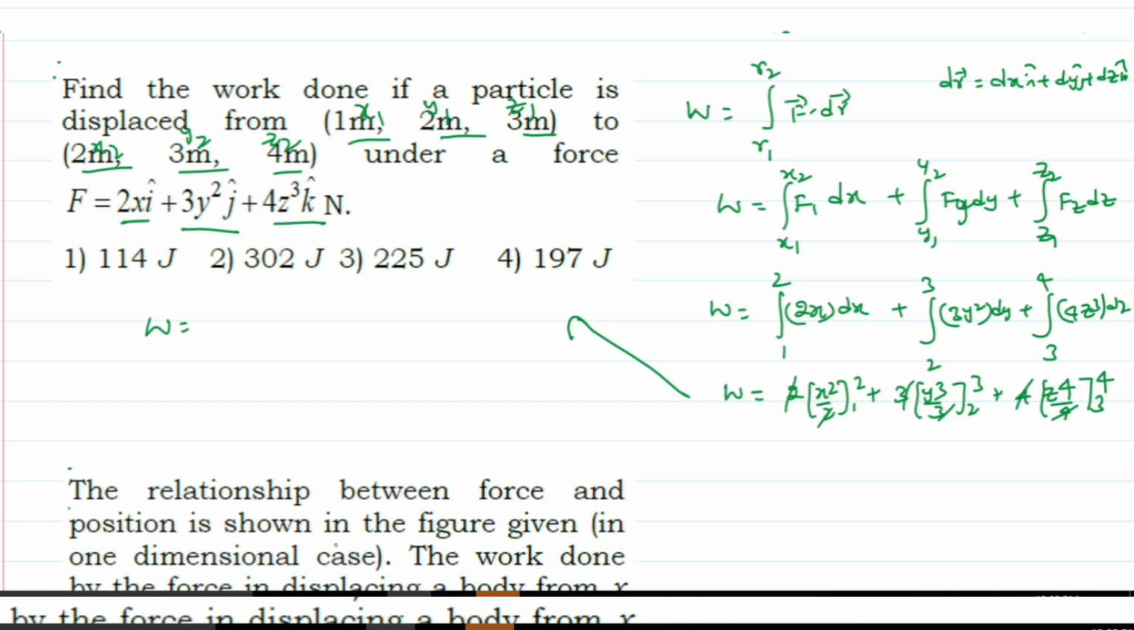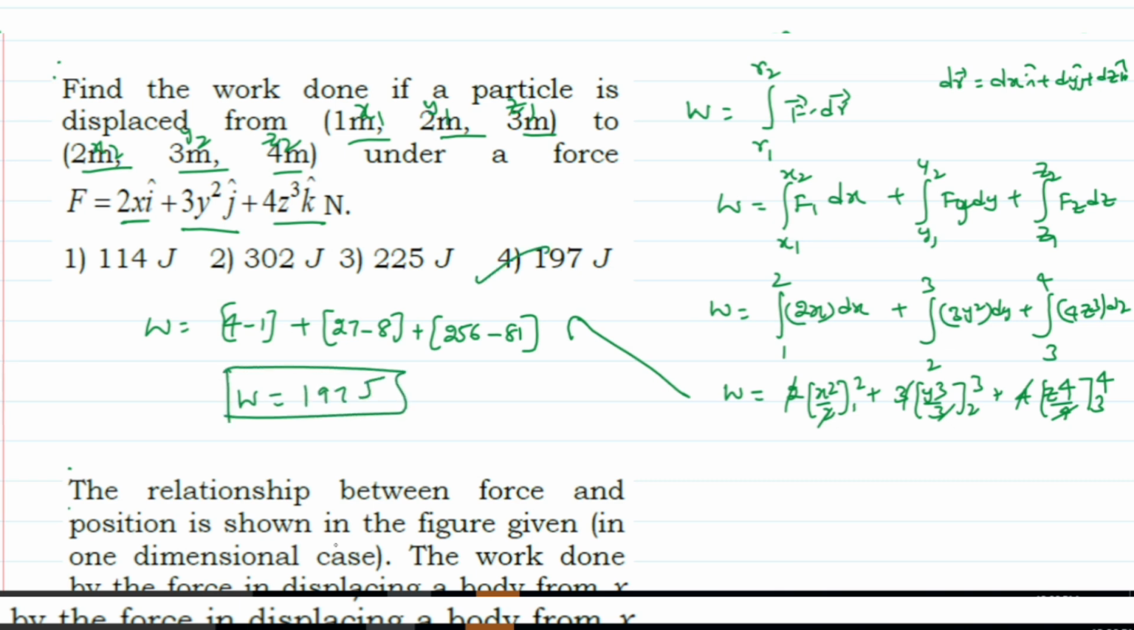So x square at the upper limit is 2 square, which is 4, minus the lower limit 1 square, plus, for y cube, the upper limit 3 cube is 27 minus 2 cube which is 8, plus, 4 fours are 16, so 256 minus 81. So the work done value is 197 joules. This is the correct answer.